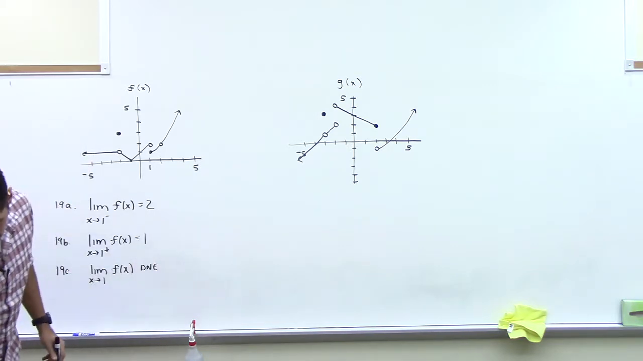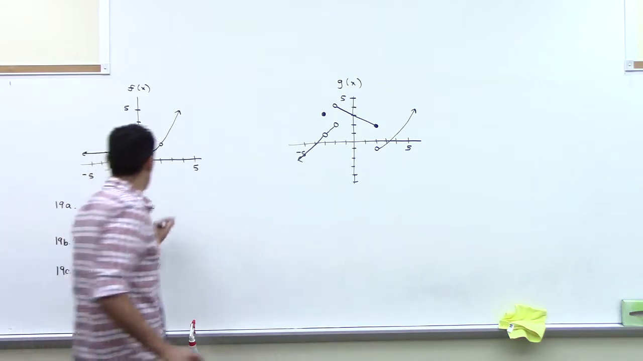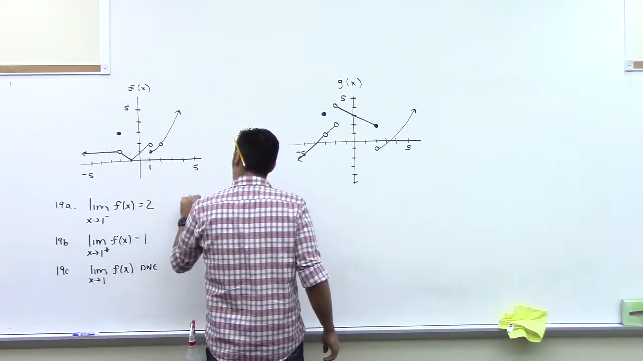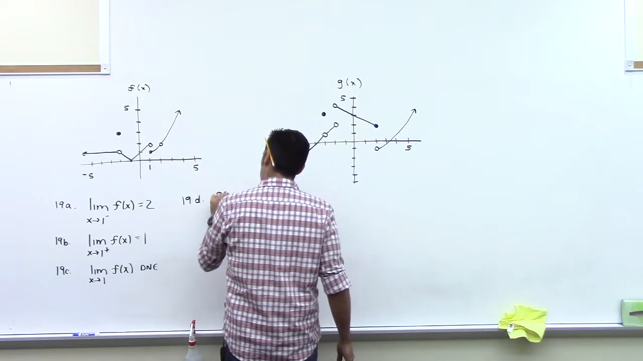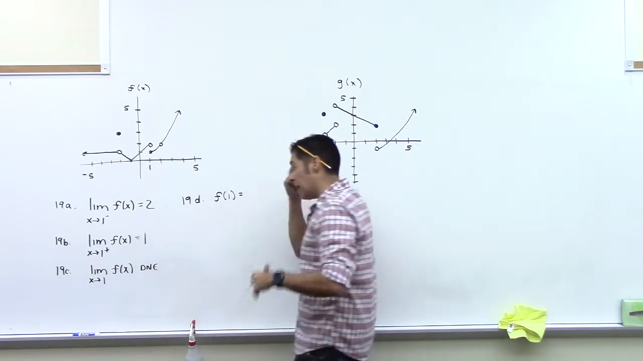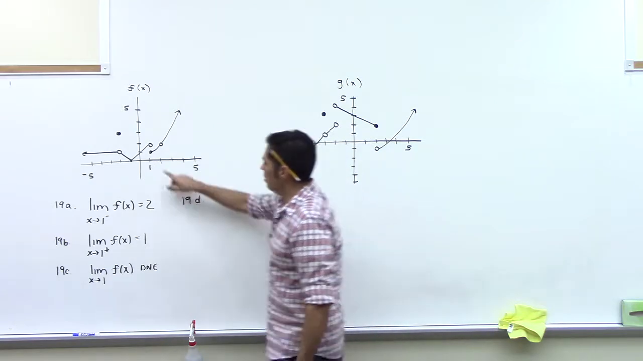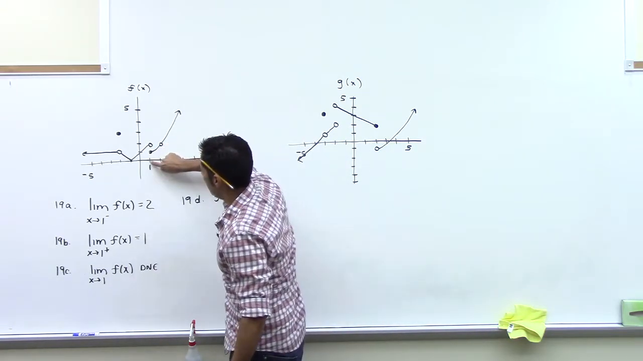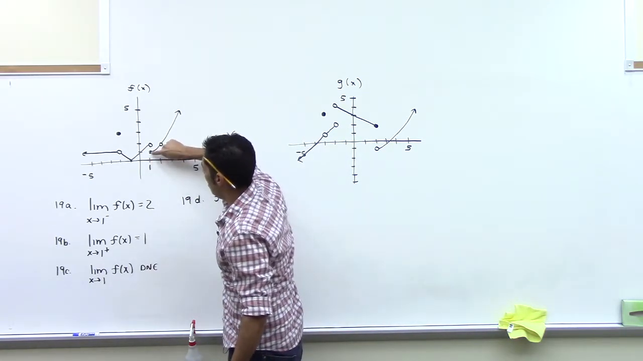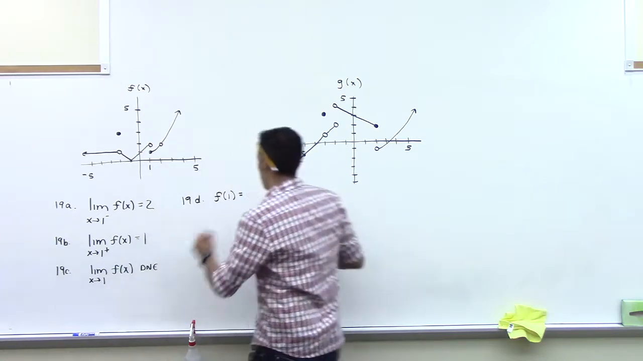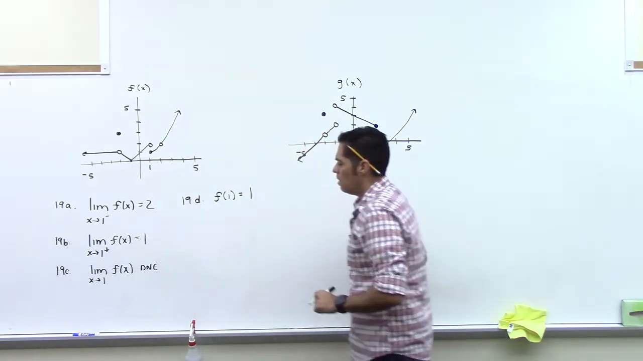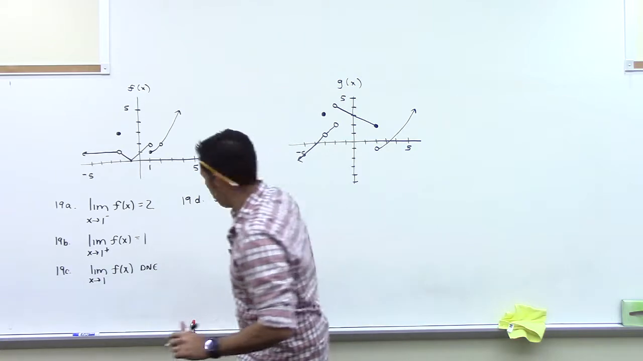And then the next one, part D, asks, what is f of 1? So this is something we would ask in just a regular old algebra class. If you plug 1 into the function, what do you get? Well, we have a solid dot here. When we plug in 1, it spits out this solid dot, which has a y coordinate of 1, so we get 1.